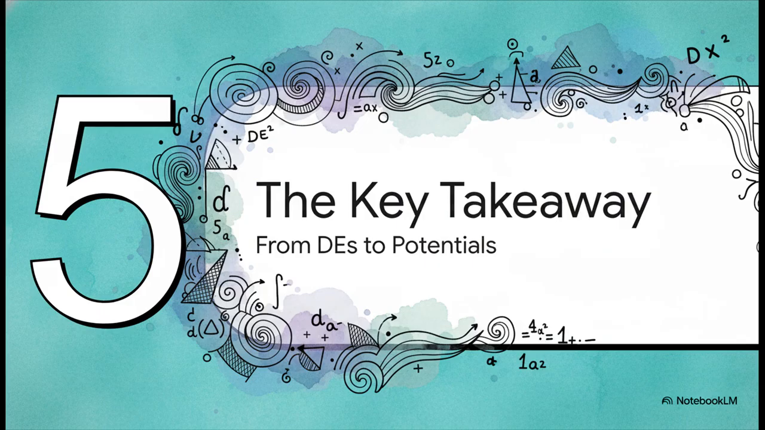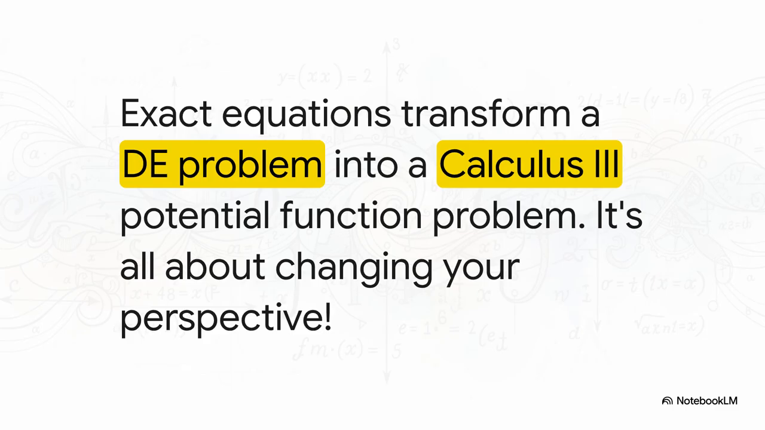Okay, we've walked through the theory, the step-by-step method, and even a few tricky examples. So let's wrap this all up with the single most important idea to take away from all of this. If you remember one thing from this whole explainer, let it be this. The method of exact equations isn't just some random algorithm to memorize. It's a powerful change of perspective.